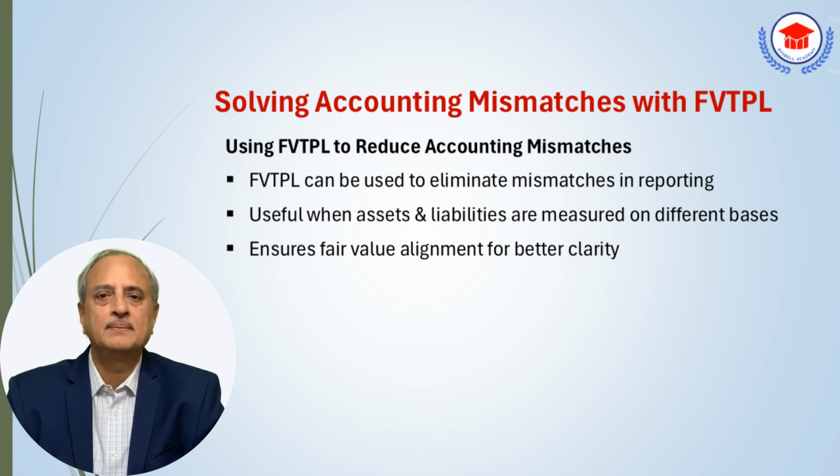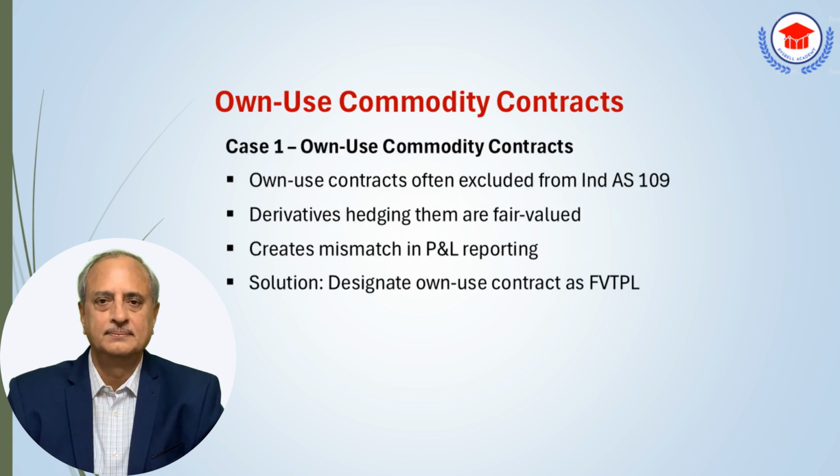Hi, and welcome back. Let's talk about how an entity can address accounting mismatches by designating financial assets or liabilities as fair value through profit and loss, FVTPL. Let's start with own use commodity contracts.